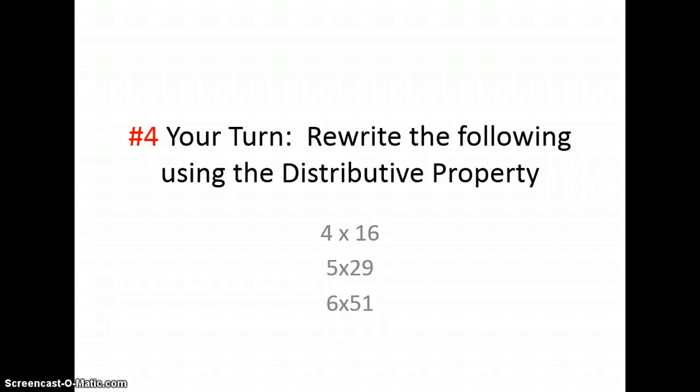Now you use the distributive property to rewrite these 3 problems, each 3 different ways. You can pause the video to answer these 3 questions. You can go back and rewatch any portion or all of the video as many times as you need to, and then WSQ in your notes. We are done with the video, so pause it and complete number 4.